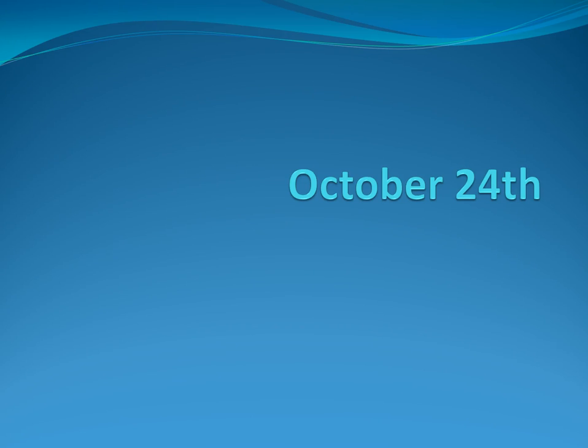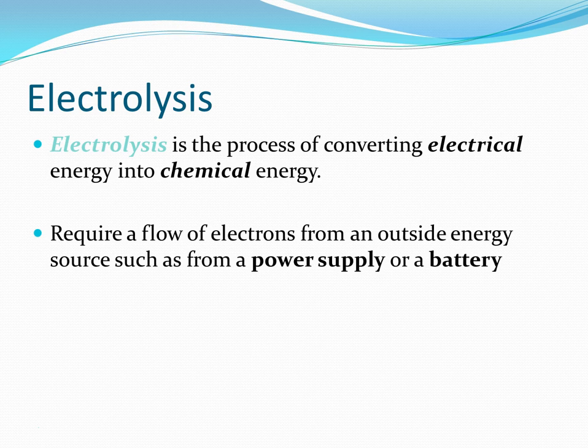Today's lesson will describe electrolytic cells and how they differ from voltaic cells. Electrolysis is a process that uses electrical energy to create chemical energy. This electrical energy comes in the form of a flow of electrons from a battery or another power source. Because electrolysis requires energy, it is technically an endothermic reaction.